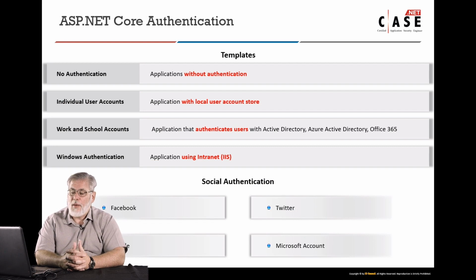So what are your options? There's no authentication. You get to things with no authentication at all. That's not usually recommended. There's individual user accounts. Each user has their own account. What they call work and school accounts, which authenticates users with Active Directory or Office 365 or something of that nature. And of course the Windows authentication.